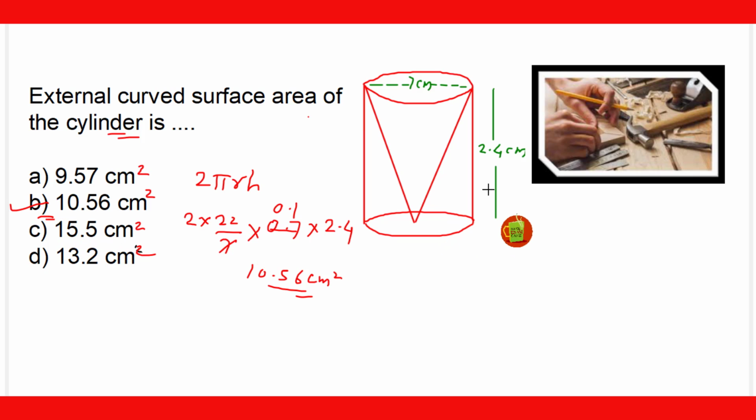Friends, if the total surface area is asked, then it will be the curved surface area, that is 2 pi RH, plus the area of the base, that is pi R square, plus the curved surface area of this conical cavity, that is pi RL. If you add all this, you will get the total surface area of the remaining cylinder. Now friends, let us move to the next question.